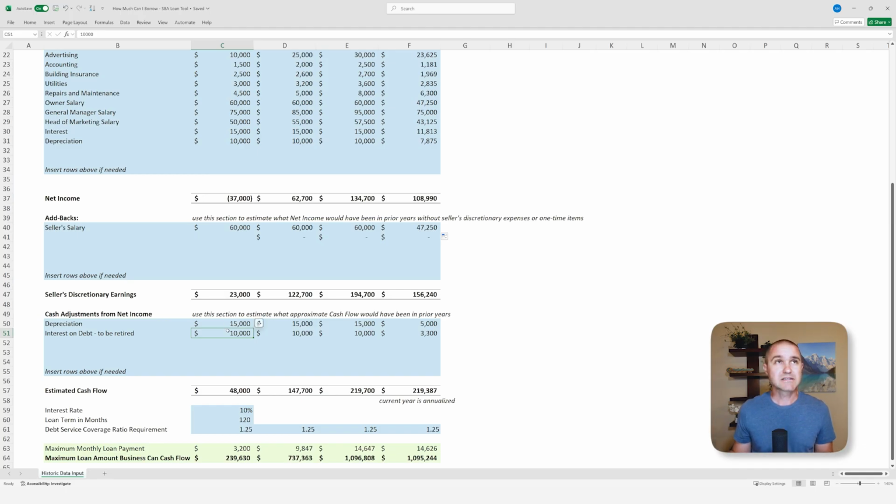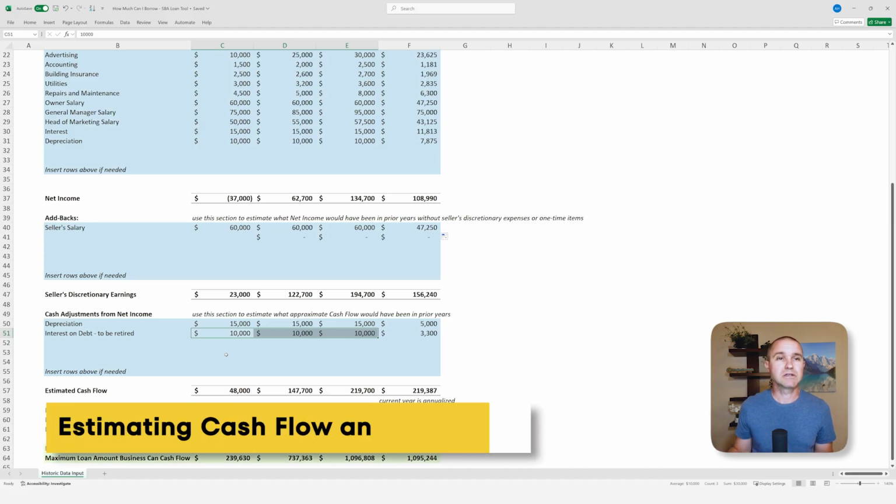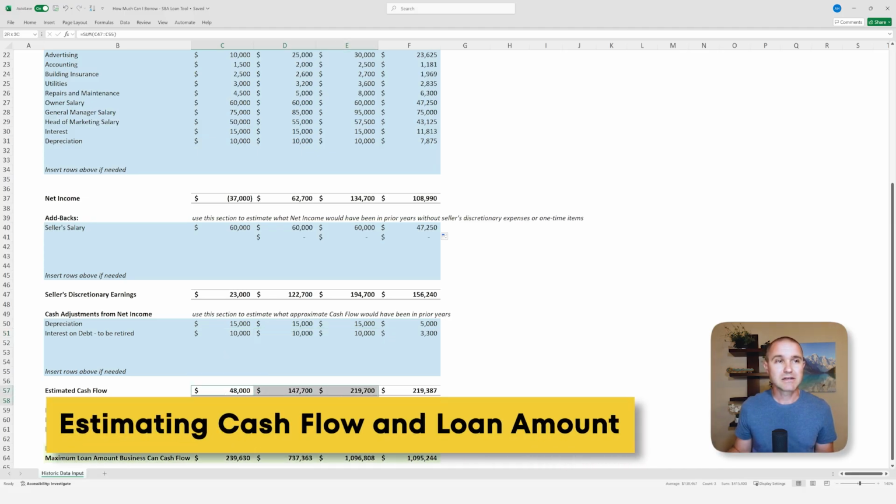So that's why in this case, up here we have $15,000 of interest, but we're only adding back $10,000, because maybe for whatever reason you're going to have some other debt there that won't be retired. So this is the exercise you need to go through and make a justification of what can I add back and why, right? To ultimately get to this estimated cash flow.